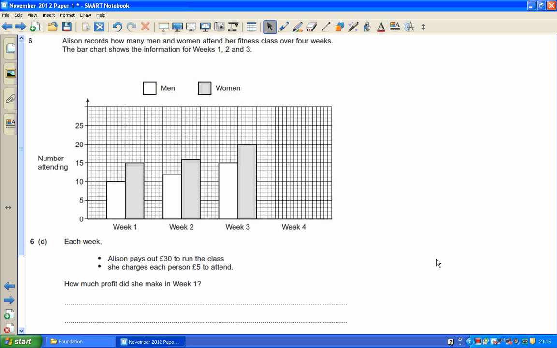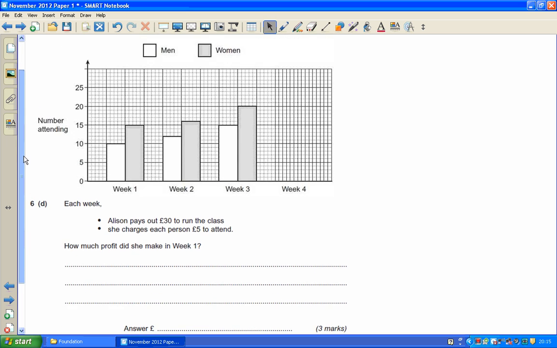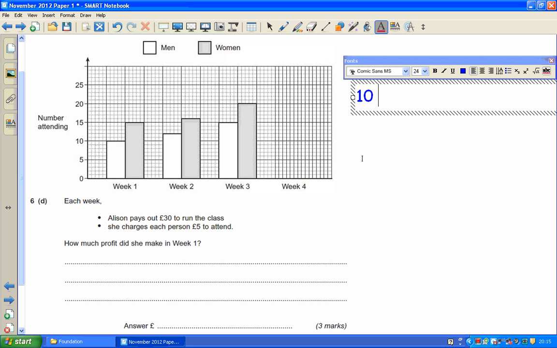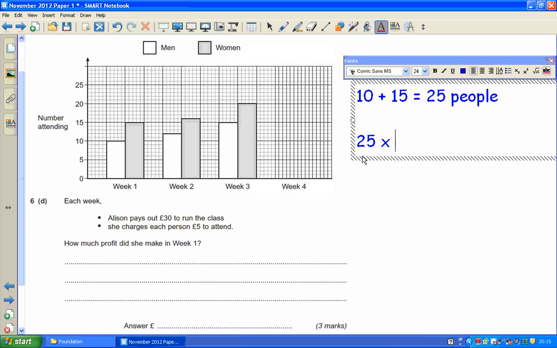6D. Each week Alison pays out £30 to run the class. She charges each person £5 to attend. How much profit did she make in week 1? Okay. So first of all, how many people do we get? Well, there are 10 men and 15 women, which equals 25 people altogether. 25 times £5 is how much money she brings in for that. So 5 times 20 is 100, 5 times 5 is 25, so that's £125 that she's brought in.